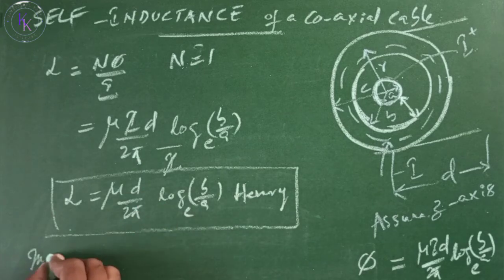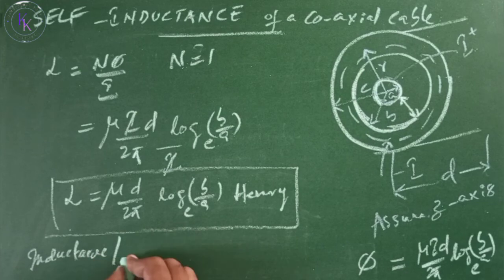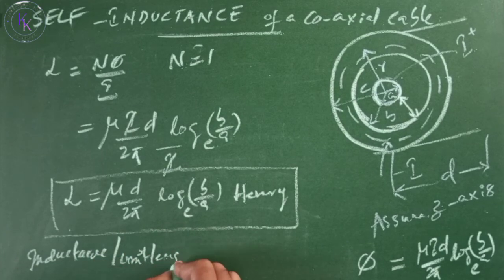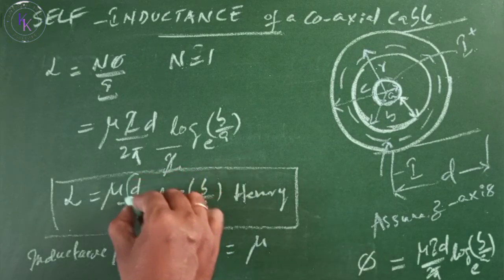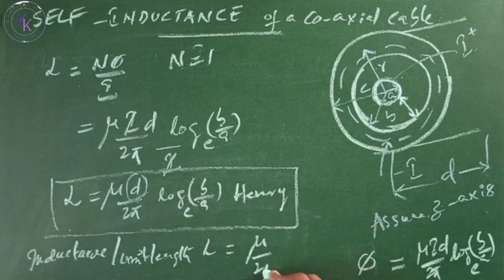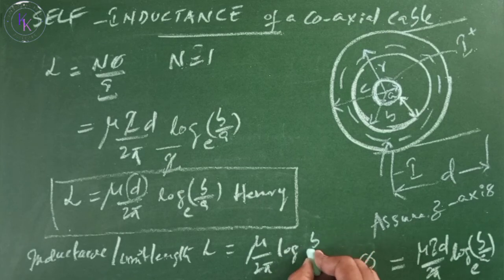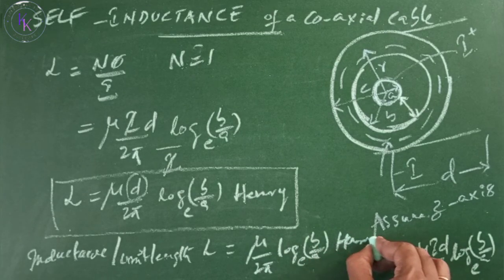Inductance for unit length: then L equals mu, with unit length so D equals 1, divided by 2 pi log B by A to the base e in henry.